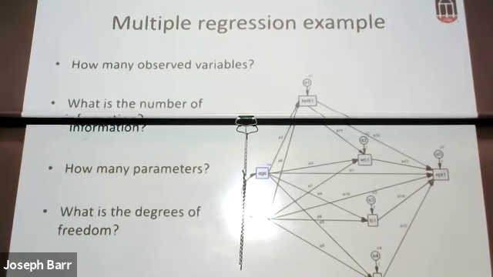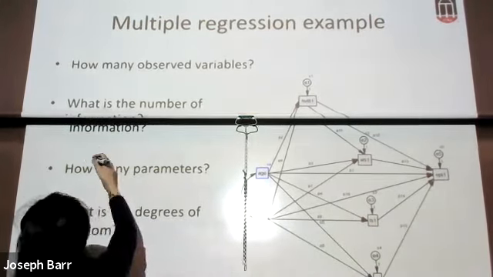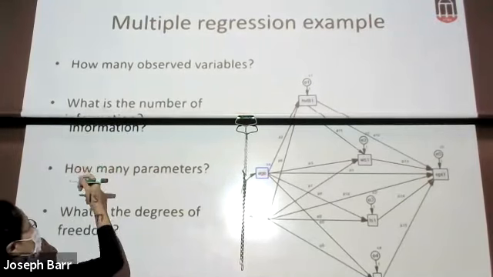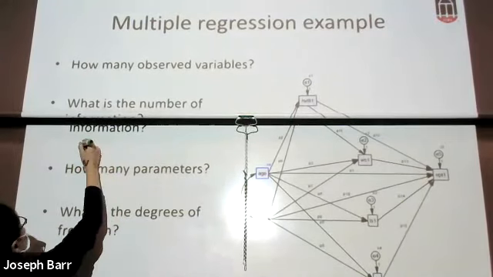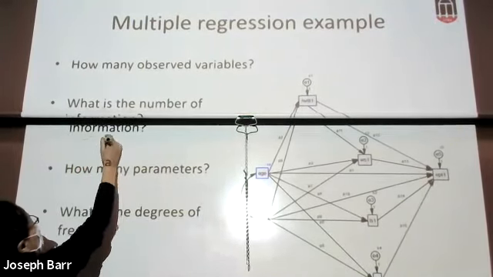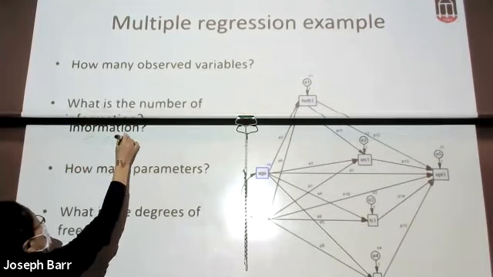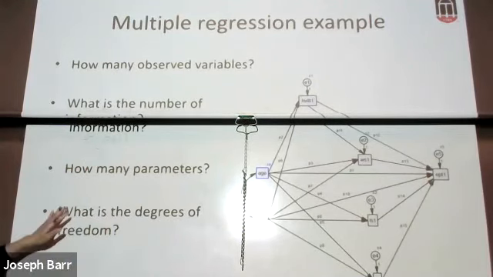Okay, P is 7. So what is the number of information? What is the formula? P times P plus 1 divided by 2.